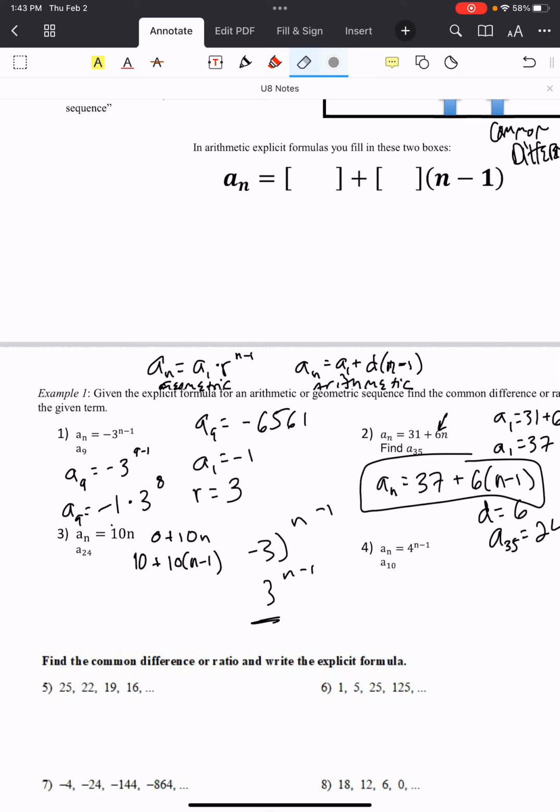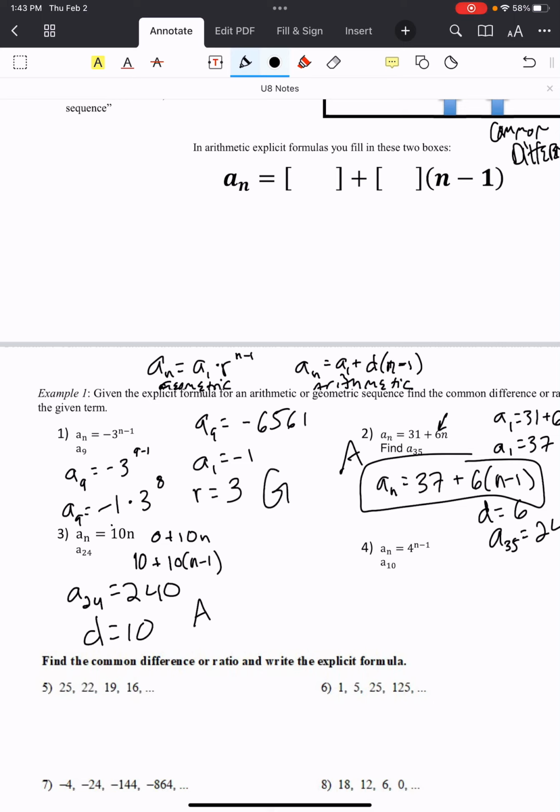What does the question want? It wants the common difference and the 24th term. So my A24 is 240 and my common difference is 10. That one was arithmetic. This one's geometric. What's number 4? Geometric. What's my A sub 1? If there's nothing there, what's invisible? 1. Because it's multiplication, not addition.